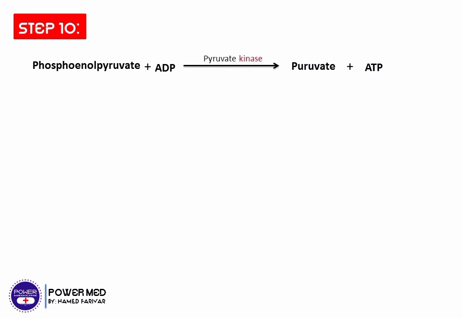And finally, we get to the final step of this series. In this step, phosphoenol pyruvate reacts with another ADP molecule of the cell to produce pyruvate and another ATP. This reaction is catalyzed by pyruvate kinase that transfers the phosphate group from phosphoenol pyruvate to ADP. This enzyme also needs magnesium and potassium ions for its activity.